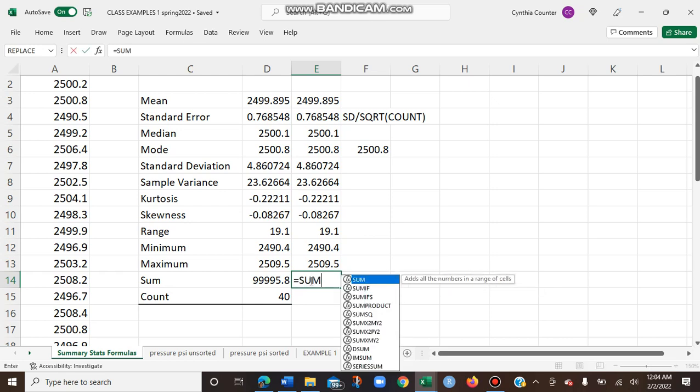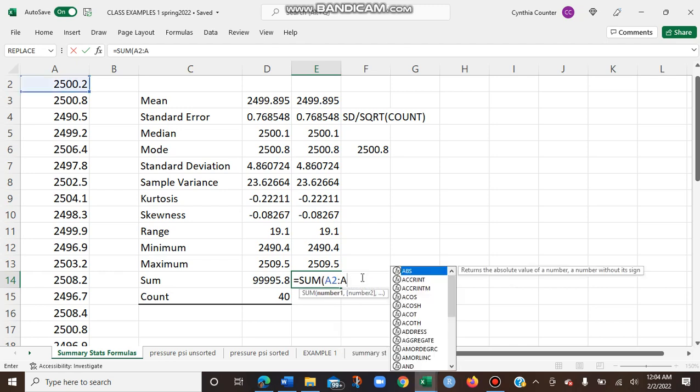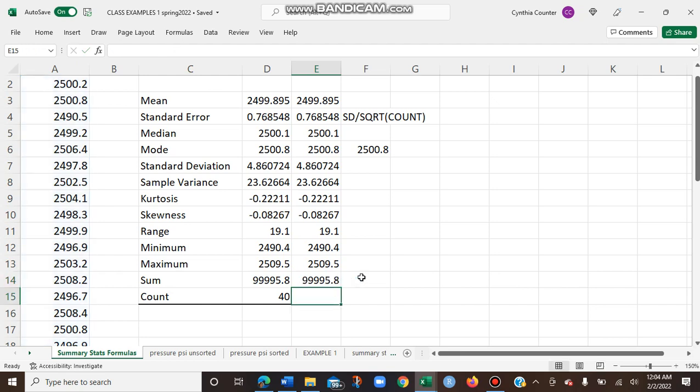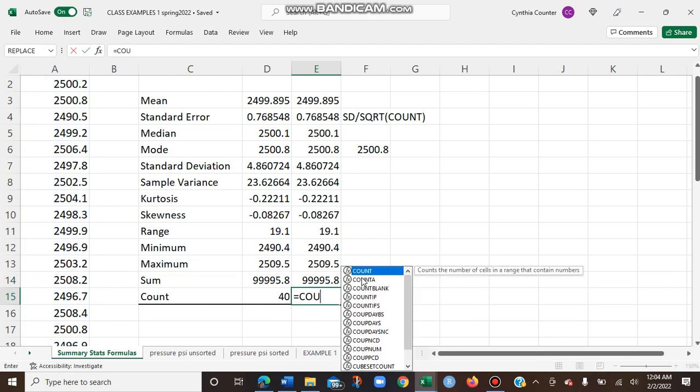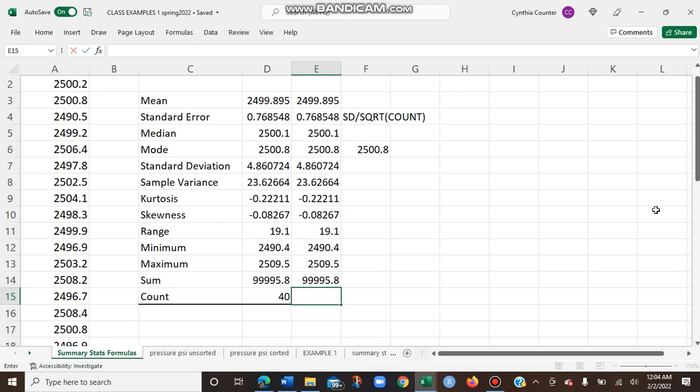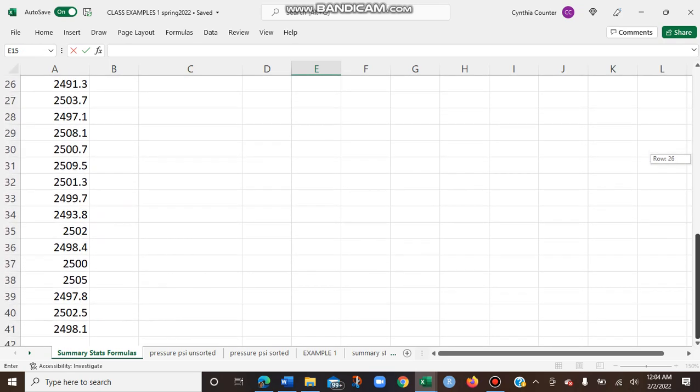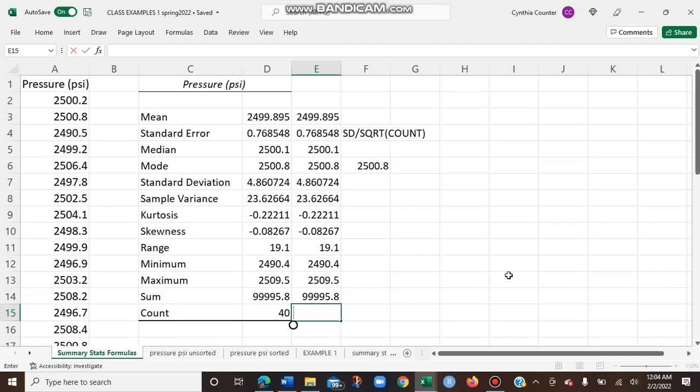The sum of all the values, just use SUM. And then finally the count. COUNT counts the number of cells in a range that contain numbers. You don't usually use that because we have them listed here. And we can see it started in A2, went to A41, so there's 40. So we don't really need to worry about that. So these are the individual formulas that you can use to find the summary statistics that would be output using the summary statistics tool.